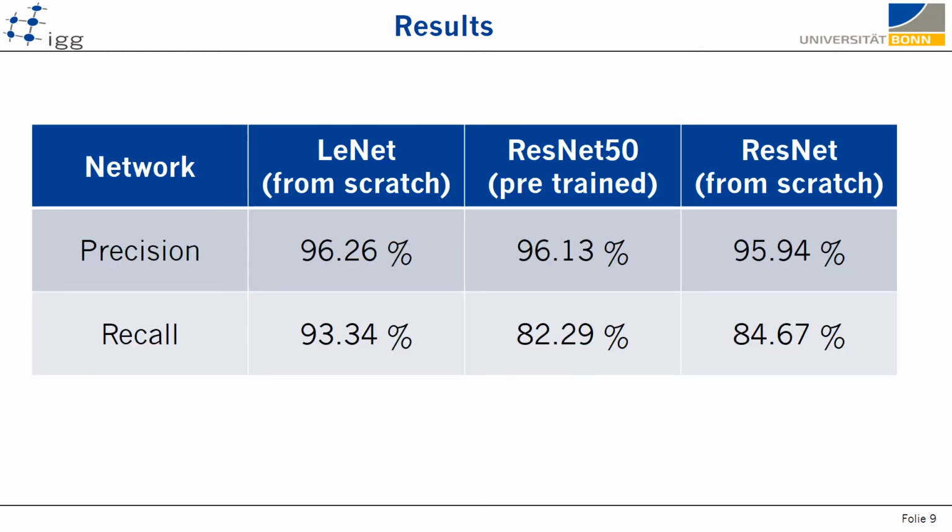We conclude that it's not always better to have a deep network. A shallow network is sufficient to tackle a two-class problem with limited data. Furthermore, it seems that ImageNet pre-trained weights might not be a good choice for a plant-based problem.